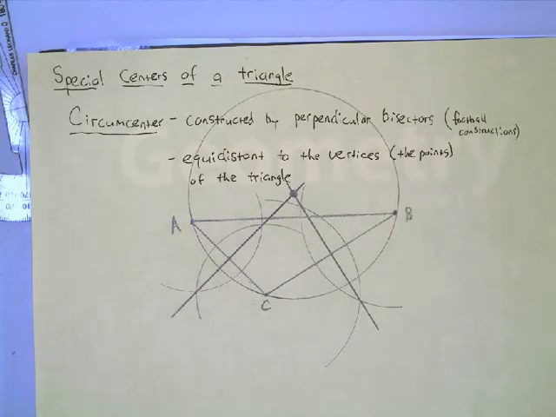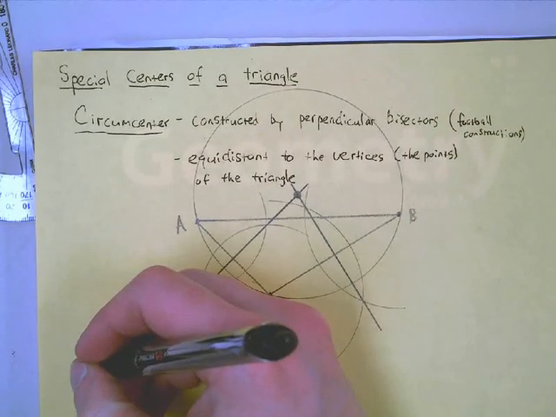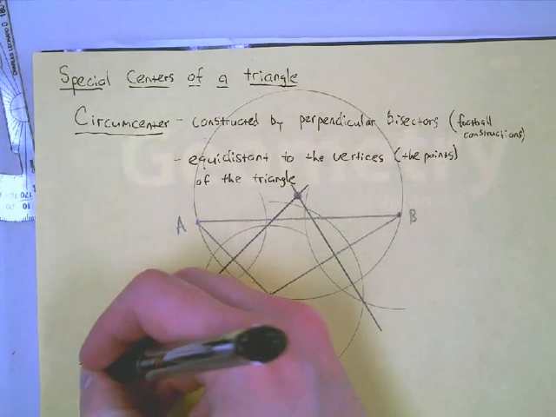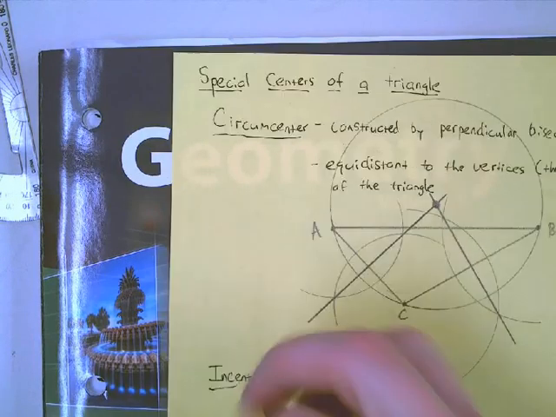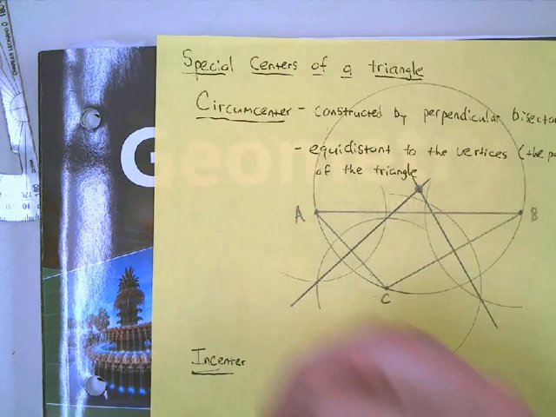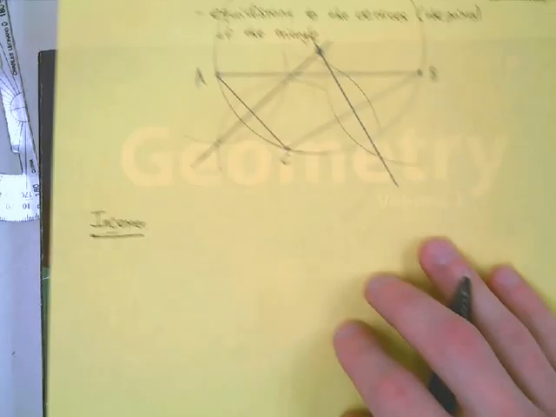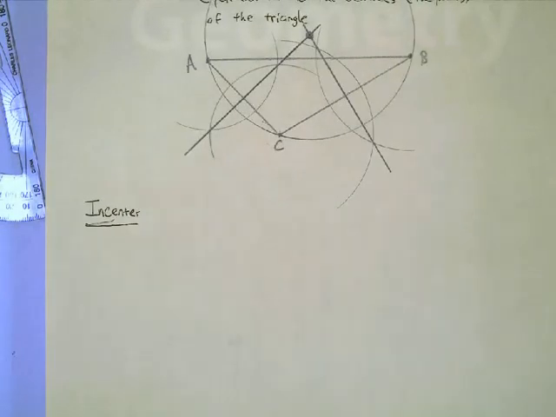All right, the next special center, and this is what we're going to learn about today. Ooh, sorry, I just poked a big old hole in my paper there too. Incenter, okay, the incenter. So we have the circumcenter. Remember the word circum means to go around, right? So circumcenter is a circle that goes around the outside of the triangle. What do you guys predict the incenter will do?